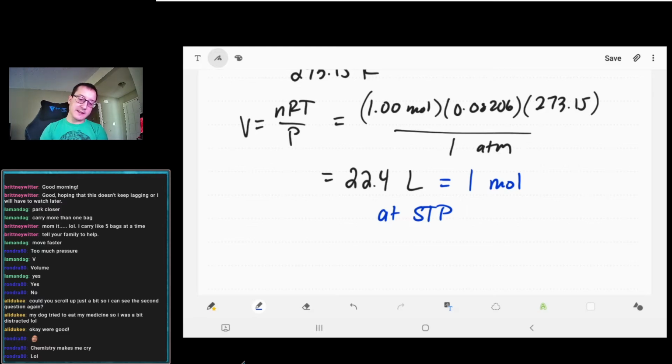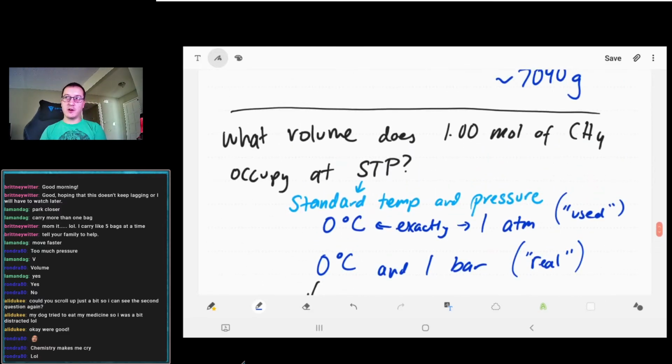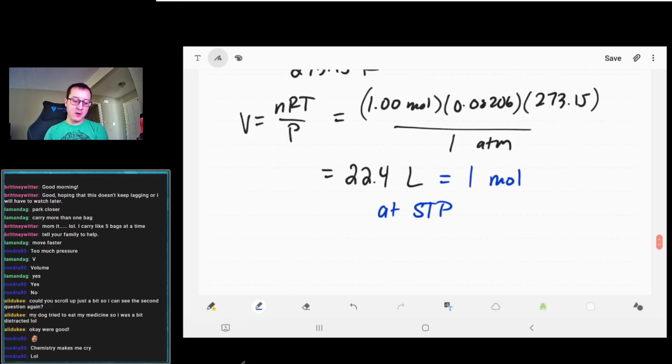Notice that while I did say this was methane, it works for every gas. Remember that the gas stuff does not care what your gas is. It could be nitrogen, it could be fluorine gas or something, or chlorine like we saw before. So this is basically showing us that 22.4 liters is equivalent to 1 mole of a gas. That is how much 1 mole of gas occupies under standard conditions.